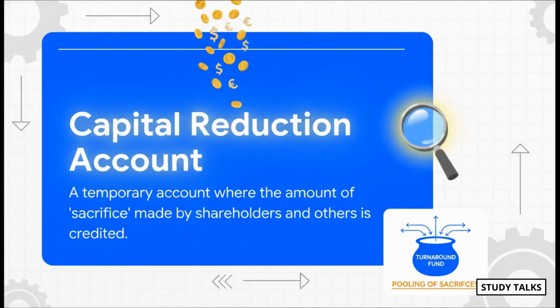And when that capital is sacrificed, where does the value go? It goes into a brand new, special, temporary account. We call it the capital reduction account, or sometimes the reconstruction account. I want you to think of this as the central collection pot, the company's turnaround fund. Every sacrifice made by shareholders and anyone else gets pooled right here, getting ready to be used.